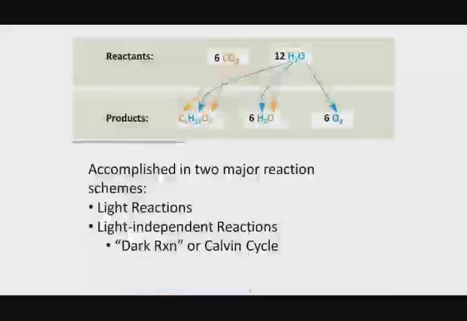All right, so if we look at that, we can see the reactants and then the products. And it's not necessarily very straightforward when we just look at the summary, but what we know then is that this summary reaction is actually the summation of many reactions. And we can categorize those reactions into two major groups: the light reactions and the light independent reactions, which are also known as the dark reactions or the Calvin cycle.